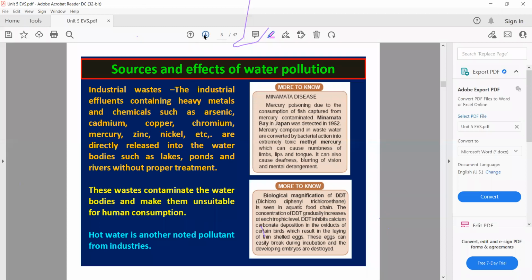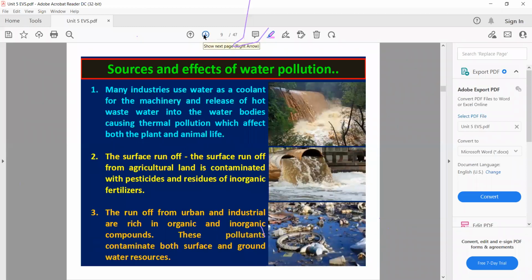Next, see sources and effects of water pollution.